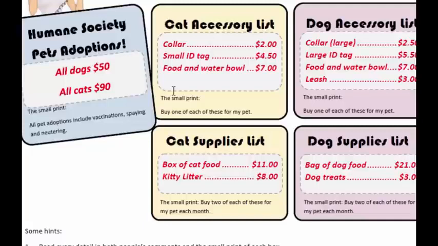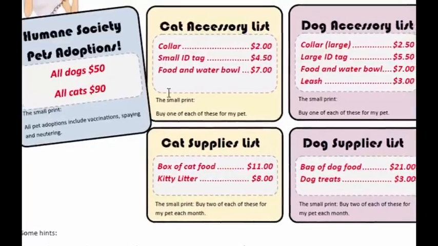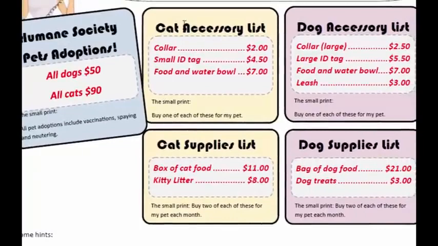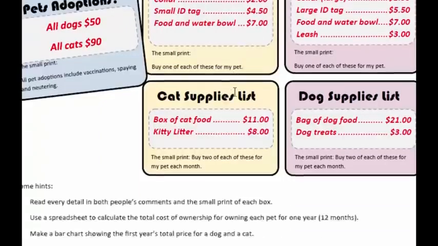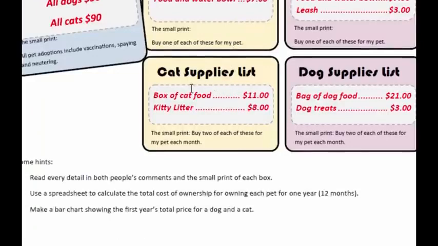However, there are more expenses than just buying the cat or the dog. First of all, this is a list of what we consider necessary accessories. The cat has 3 items, the dog has 4. So you have to buy this one time. The second box shows the ongoing expenses. A box of cat food, kitty litter, and the small print says buy 2 of each of these for my pet each month. And so we'll double that expense each month.